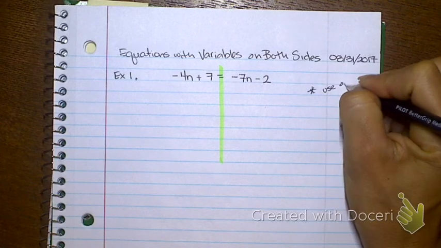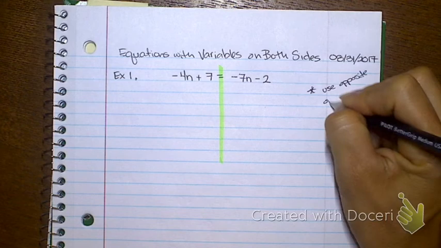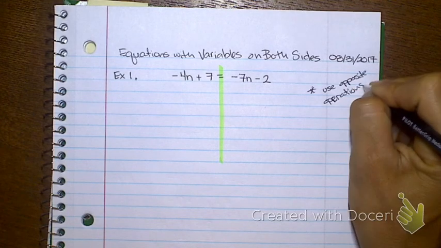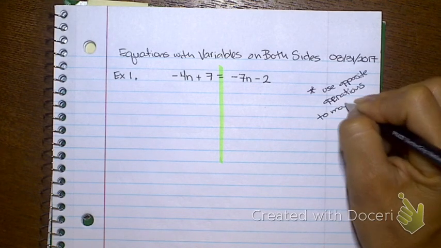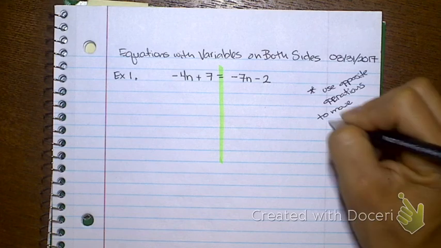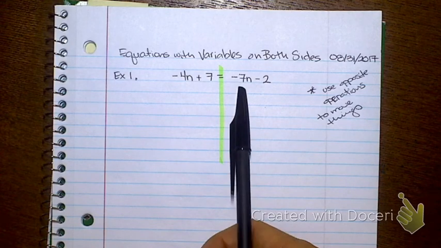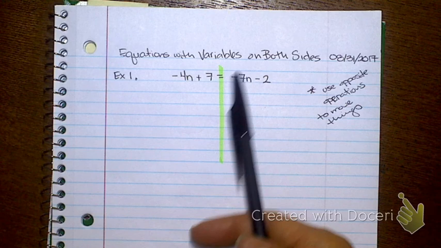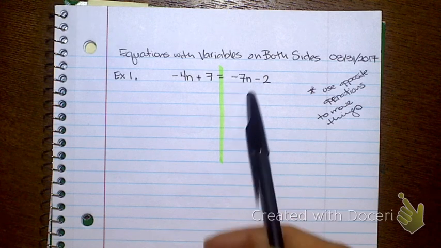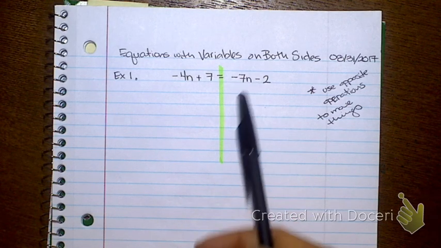So we've been working a lot with opposite operations already, okay? But you're going to be using opposite operations to move things. Like when you're moving the variables, when you're moving the constants, you're using opposite operations, okay? So if I want to move this negative 7n to the other side, I need to think about, I want it to disappear from this side. I want there to be nothing here, right?